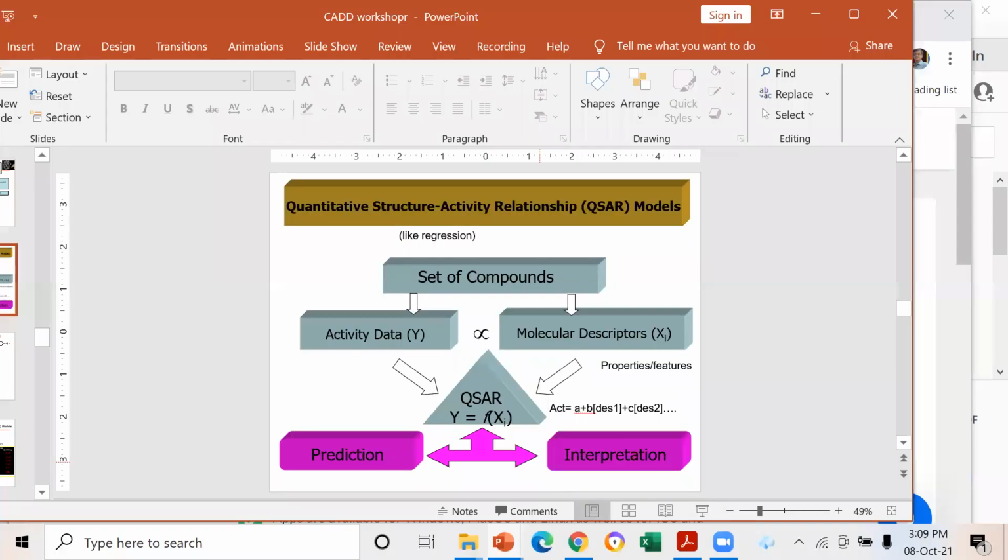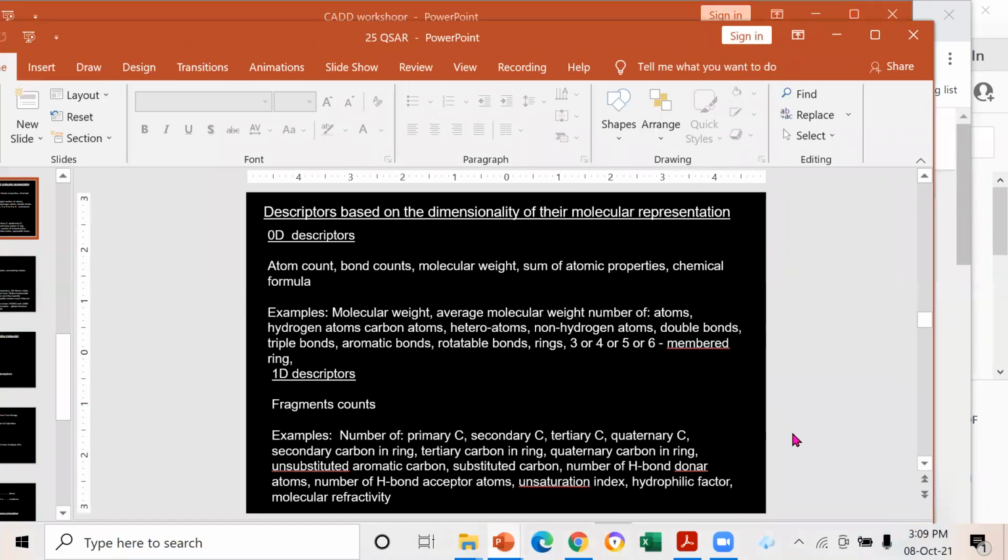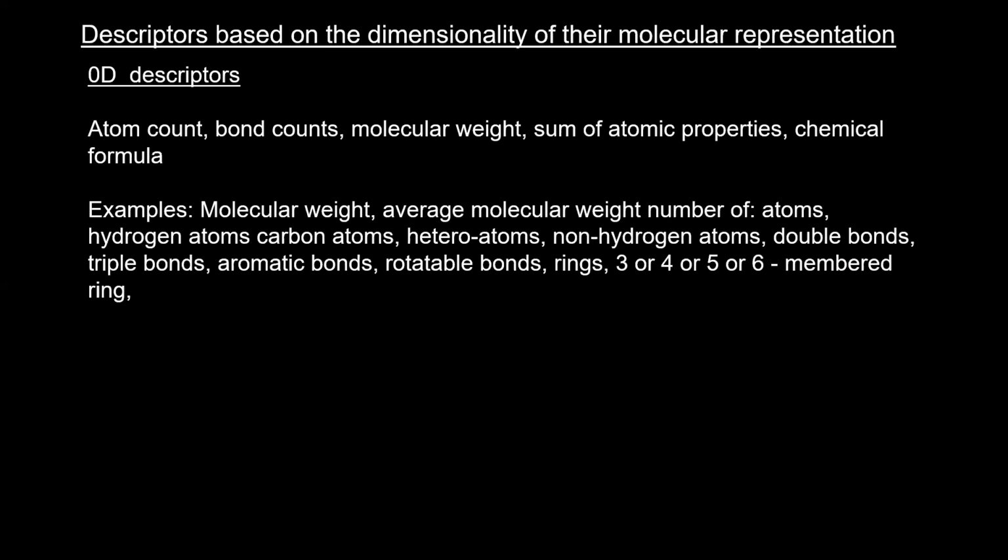Okay, descriptors. What are these descriptors? There are many types of descriptors. Like I said, there are something called zero order descriptors, first order descriptors, so many types of descriptors. There are zero order descriptors like molecular weight, number of atoms, number of hydrogen atoms, number of carbon atoms, number of heteroatoms, number of double bonds, number of triple bonds, aromatic bonds, rotatable bonds. They are called zero order descriptors.